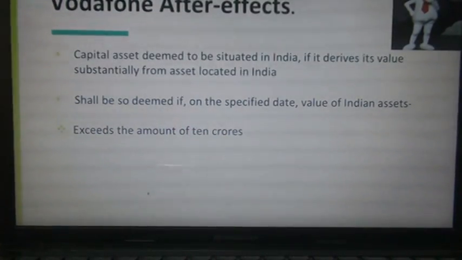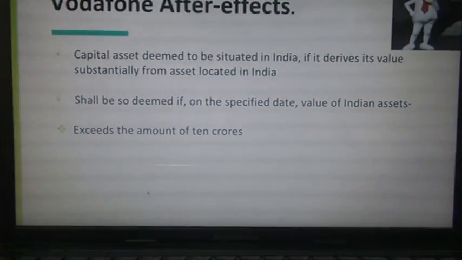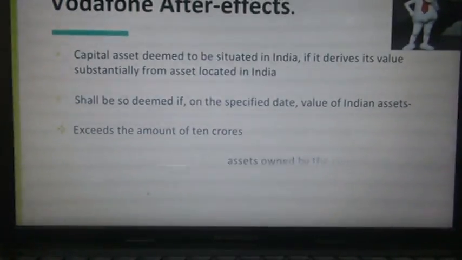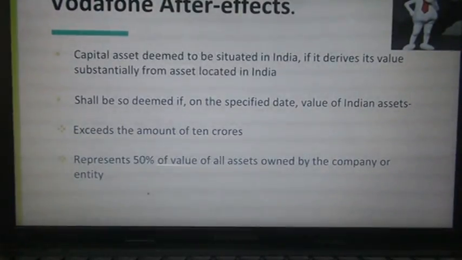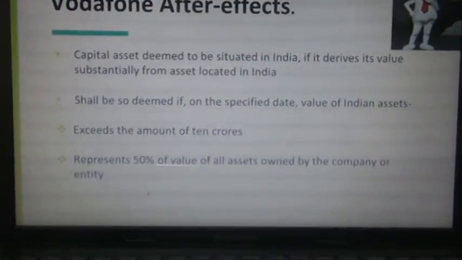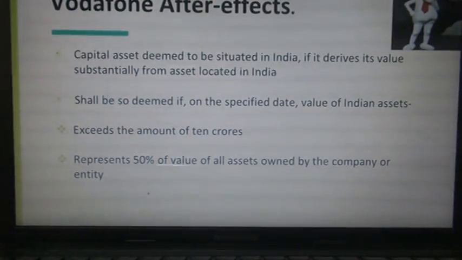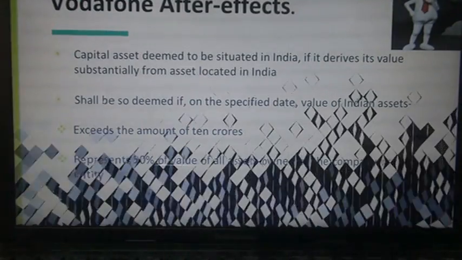So the first criteria, it says that if the value of Indian assets in such a transaction on the specified date exceeds the amount of 10 crores and it represents 50% of the value of all assets owned by the company or entity, only then such a capital asset transfer transaction will be taxed in India as an indirect transfer. So if your indirect transfer is typically below the threshold specified by this amendment, there will be no tax effect that the entity has to face in India. Some relief, I would say.